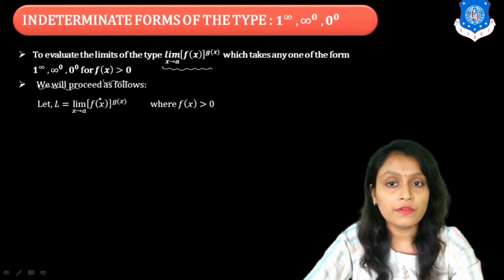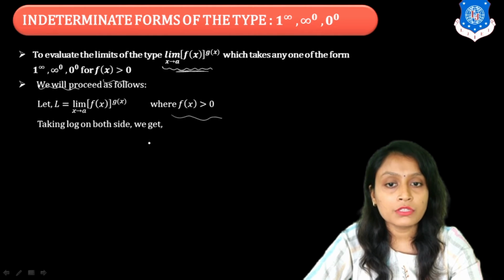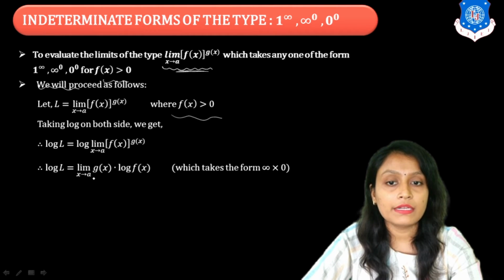Firstly, we will consider this limit as L, where f(x) is greater than 0. Now we will apply log on both sides. So you will get log L equals log of limit x tends to a of f(x) raised to g(x). Applying the log formula, you will get limit x tends to a of g(x) into log f(x). Now this limit will take the form infinity into 0.